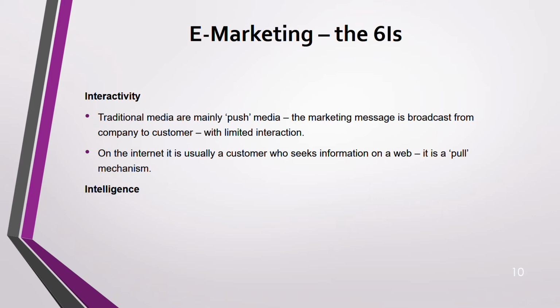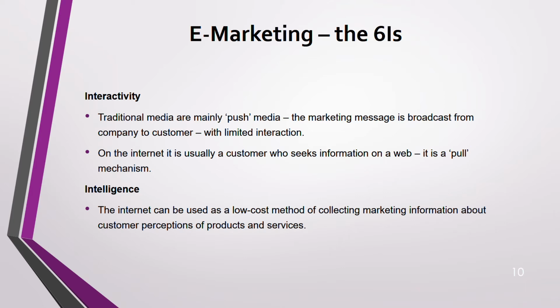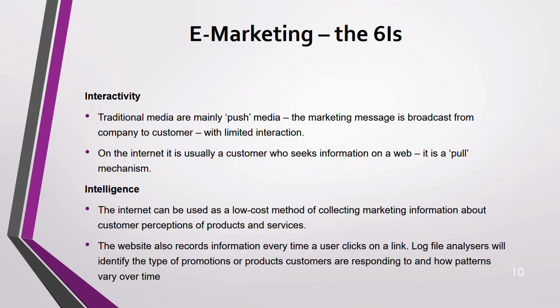Second, intelligence. The internet can be used as a low-cost method for collecting marketing information. Nowadays, information means intelligence. The more information you have, the correct information, the right source of information, the more intelligent you are. The website also records information. The machines have become intelligent now, because a website can record information every time a user clicks on a link. It analyzes it. So according to that, the website will know what type of promotions to offer, which products are being demanded more by what type of customers. They will create a pattern and you can see it.